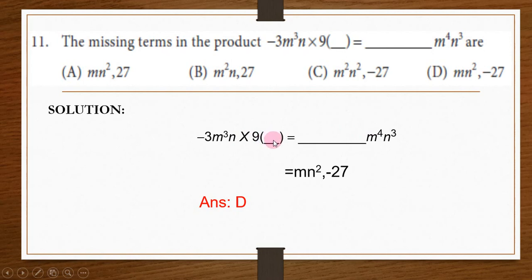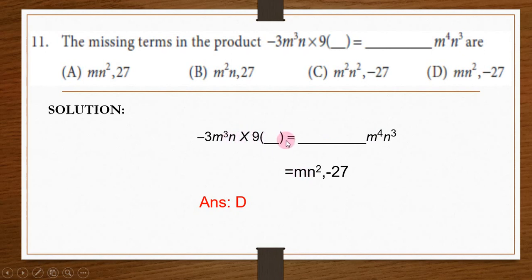So what value here we must apply? Okay, when we apply m square, what will happen? M cube into m square. M power 3 plus 2. What is the 3 plus 2? 5. But here m power 4 we need. So m power 1. So simply m.